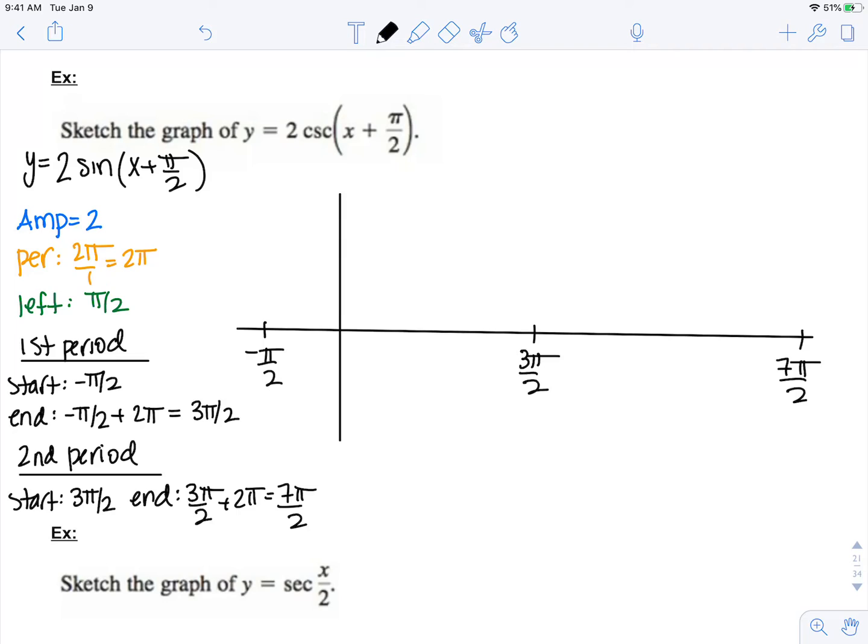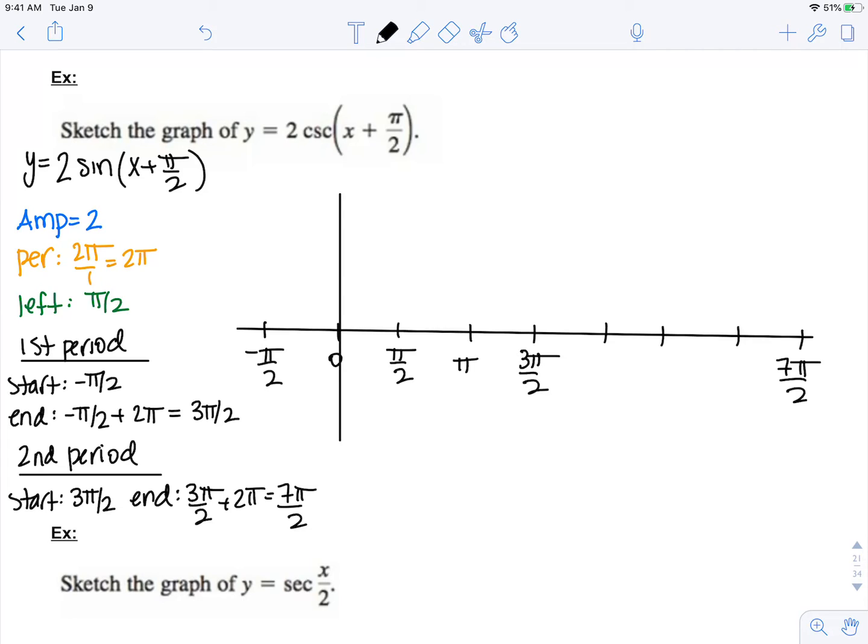So in the middle of negative pi over 2 and 3 pi over 2, that's 2 pi over 4, so that's going to be at pi over 2. And then in the middle of these two is going to be 0. And in the middle of these two, it's going to be 4 pi over 4, which is pi. So we're going by pi's over 2's here.